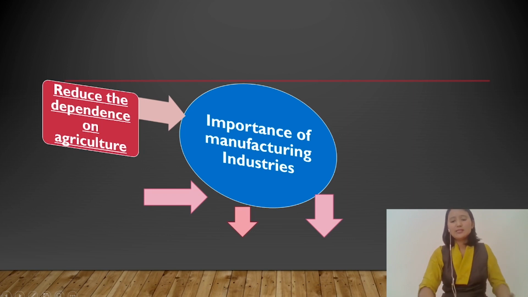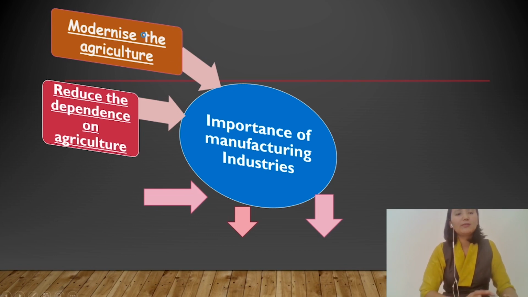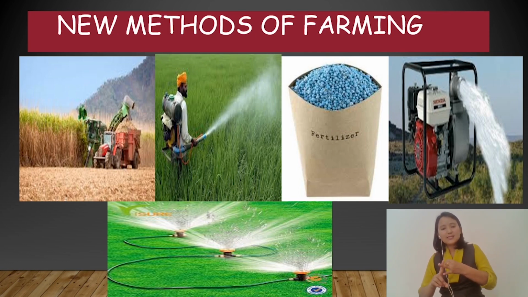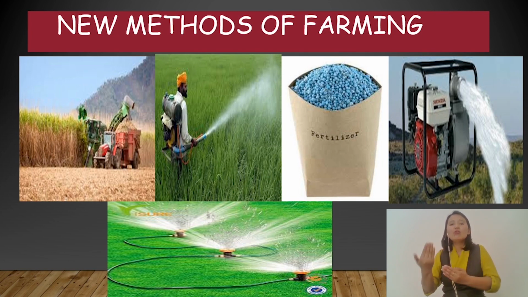And the second one is, manufacturing industry is important because of industry, agriculture has become modernized or more advanced. It is because industry has come up with new methods of farming. And these new methods of farming include the use of tractors, insecticides or pesticides, fertilizers, and pump sets and sprinklers for irrigation. All these new methods of farming introduced by industry have helped agriculture to increase production or to make farming more effective.